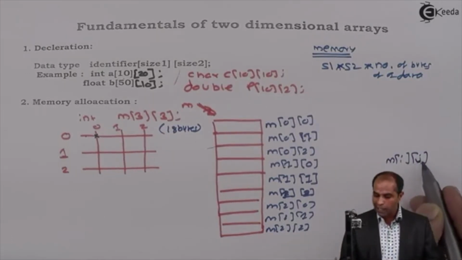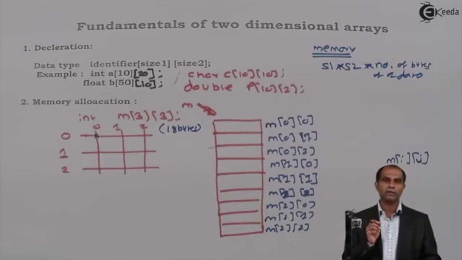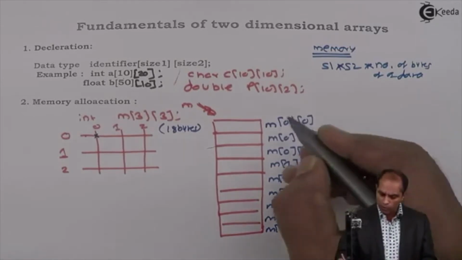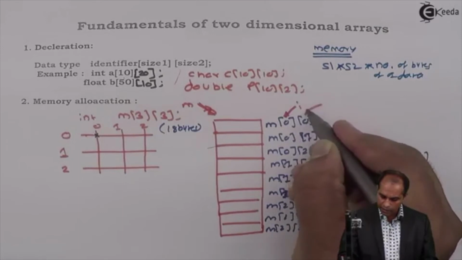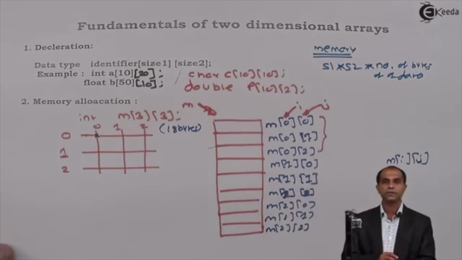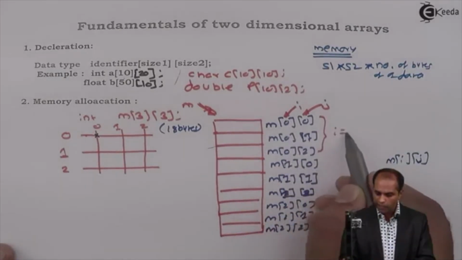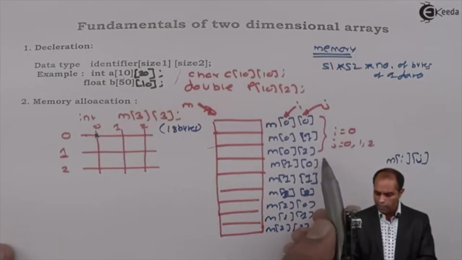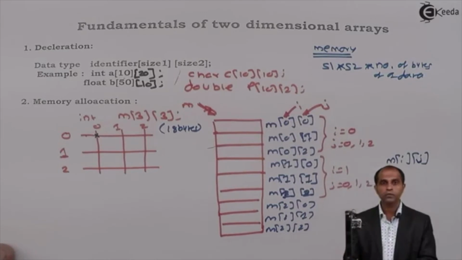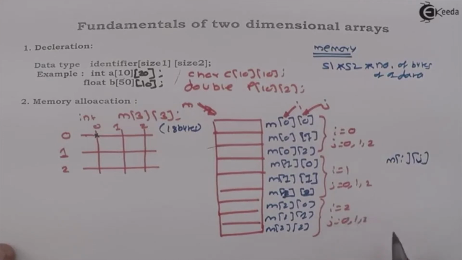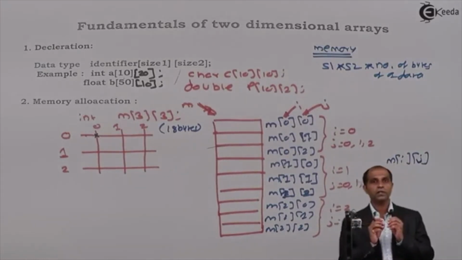But this ij has to vary in a specific manner. Let's understand how I and j vary. For that, I'll put the first index as I and the second index as j. In the first three numbers, I is 0 and j is changing from 0, 1, 2. Next three, I is going to be 1 and j is going to go from 0, 1, 2. For the next three, I is 2 and j is going to change from 0, 1, 2. So I is fixed and j changes.